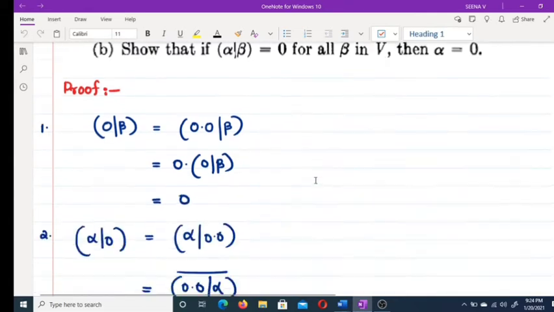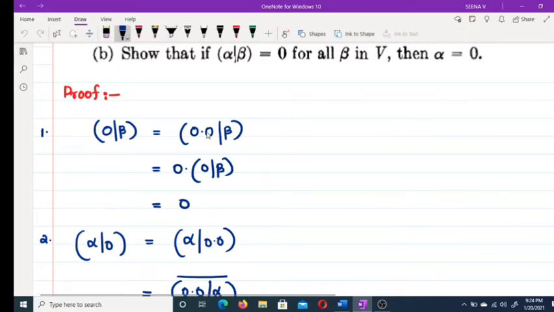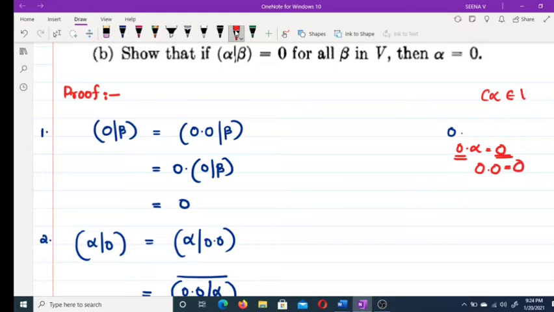The proof is very easy. First, consider the inner product of 0 and beta. Here 0 is a vector, and you can write it as 0 into 0. We know that in a vector space, you have already proved 0 into alpha equals 0. Therefore this 0 is a scalar, and 0 into 0, where this 0 is our vector, is again equal to 0. C alpha must be a vector in V. So 0 into 0 is equal to 0.